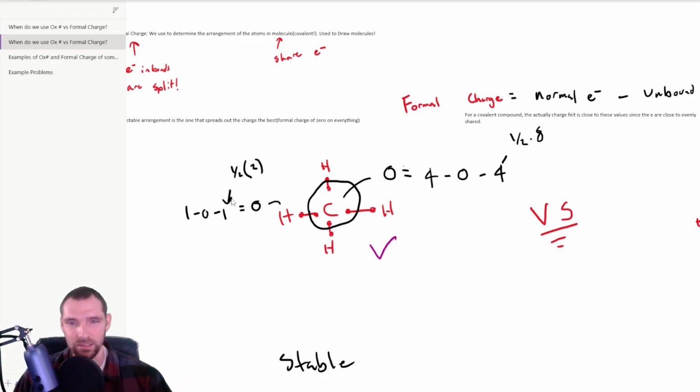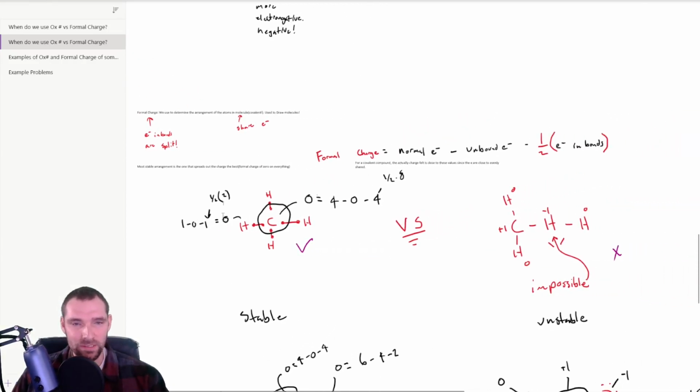Same thing here. Carbon normally has 4. There's 0 free floating. There's 8 electrons in the bonds around it, but we only count half of that, so it's 4. Okay, so the way that we use this is that we'll compare different arrangements.